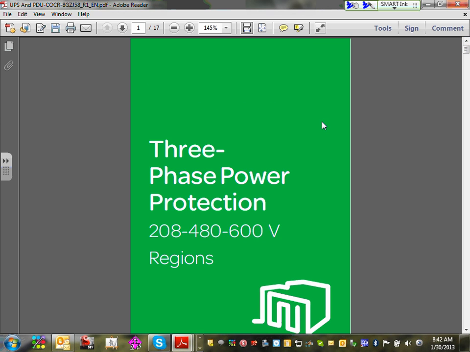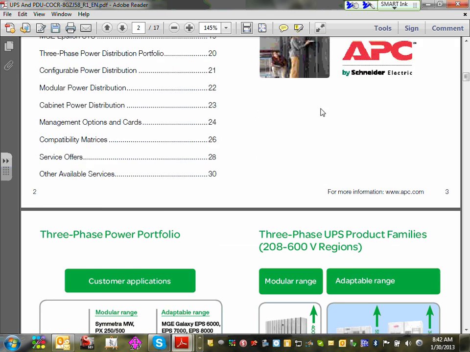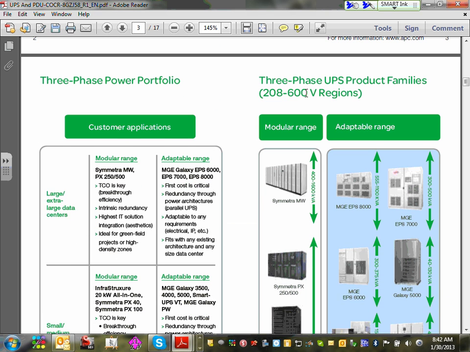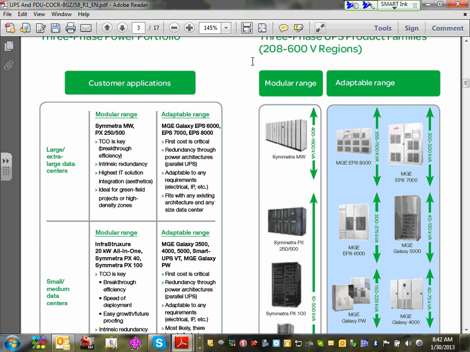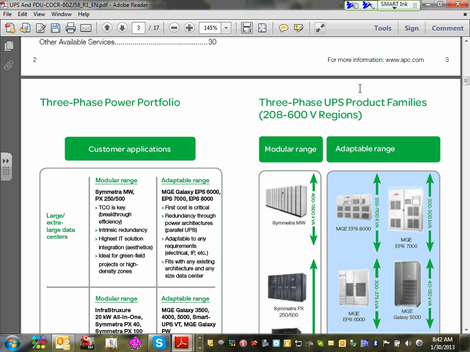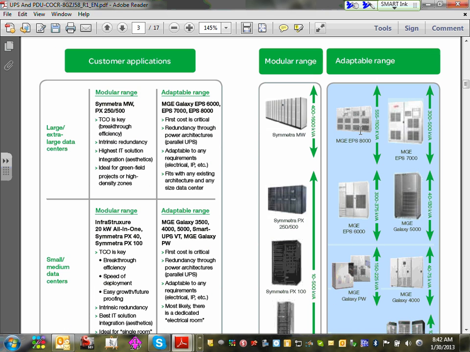So, three-phase power protection. Let me see. Here you go. Here's your UPS system. Different manufacturers of UPS. This is APC, which makes a lot. When you do cut sheets for me, that's what you're going to be using, APC. Here's the UPS system, guys. Different products of UPS system.